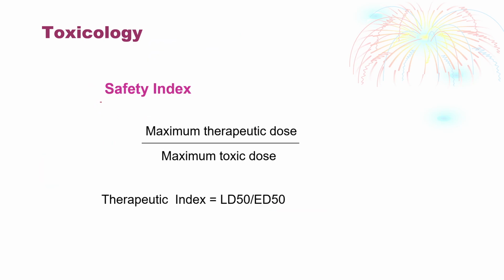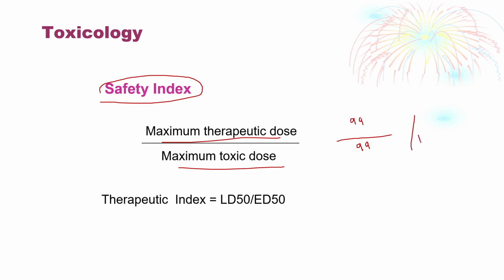Now we are talking about the safety index. What is the safety index? The safety index is the maximum therapeutic dose divided by the maximum toxic dose. We talked about that. What is the maximum therapeutic dose? That dose that sufficiently recovers 99 people out of 100 in a population, and the maximum toxic dose will be that which sufficiently kills 99 people out of 100 in the population. If we take the ratio of them, that will give us the safety index.